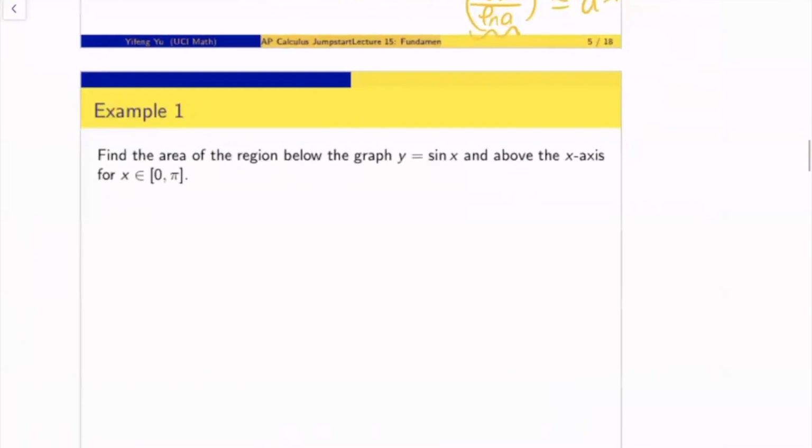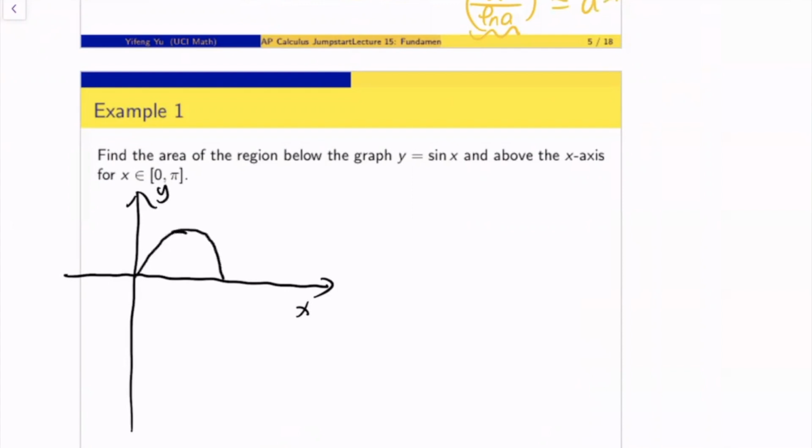All right, now let's look at an example. Here we want to find the area. We have the sine function. This is x and this is y, and this is the sine function from 0 to pi. We want to find the area of the region below the graph y equals sine x and above the x-axis for x between 0 and pi. So it's right here. We want to find the area of this region.